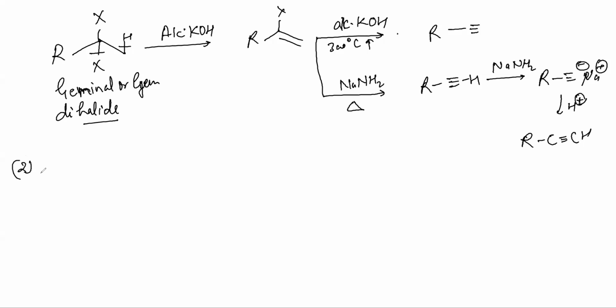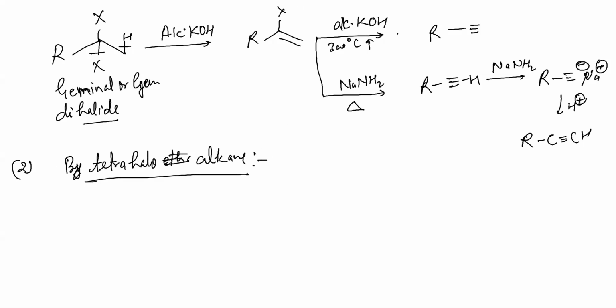Second, by tetrahaloalkane. Now, what is the meaning of tetrahaloalkane? Let's see. See, this is tetrahaloalkane. Okay. You treat it with zinc in the presence of dry ether. Can you get me the product? You have solved such questions.